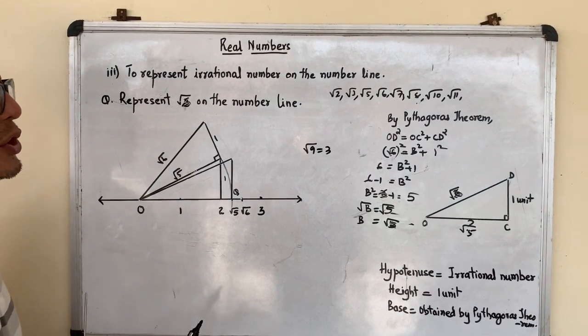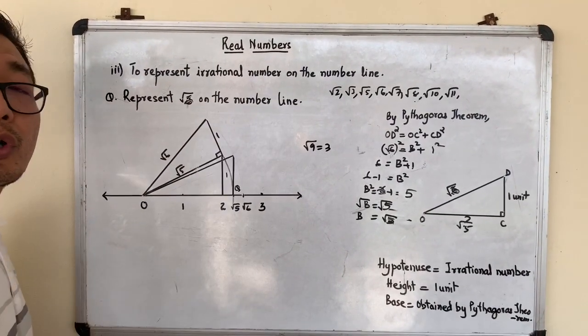So on the number line, 0 is the start. So this is how we represent irrational numbers on the number line.